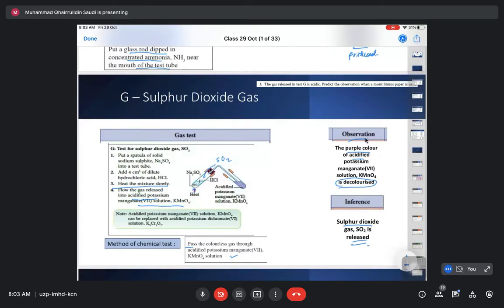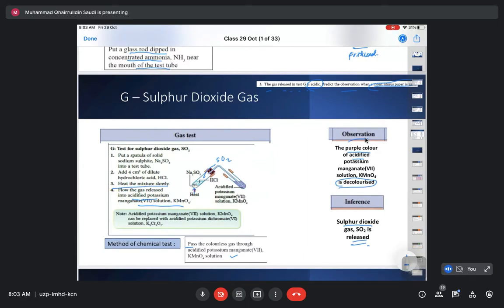Ada soalan kat sini. The gas released in test G is acidic. Predict the observation when moist litmus paper is used. Apa akan jadi dekat moist litmus paper kita? What colour of moist litmus paper should we use? Blue. Okay, what will happen to our moist blue litmus paper? Turn red. Yes, good. So our moist blue litmus paper will turn red.